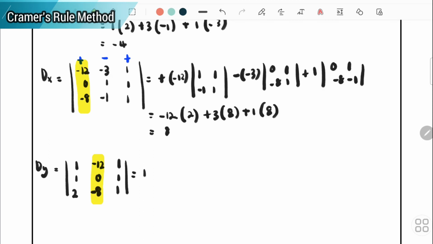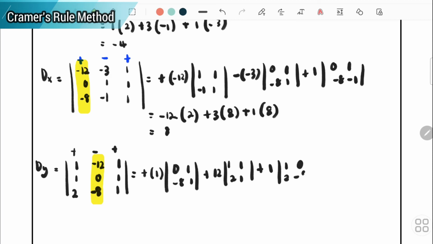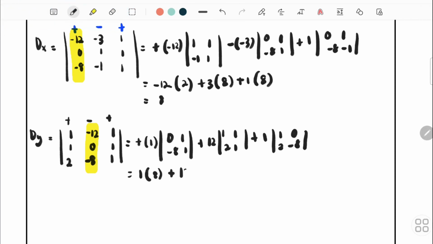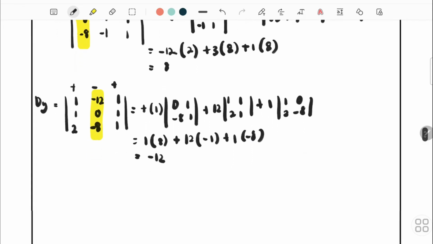Okay, so we're going to proceed with finding the determinant. So here should be positive of 1. This is positive, negative, positive. Positive of 1 multiply with 0, 1, negative 8, 1 plus 12 times with 1, 1, 2, 1 plus 1 multiply with 1, 0, 2, negative 8. Alright, so we're going to calculate it. So 1 times with 0 plus 8, so you get 8 here, plus 12 times with negative 1, plus 1 times negative 8. So that will give you negative 12 as the value for D sub Y.